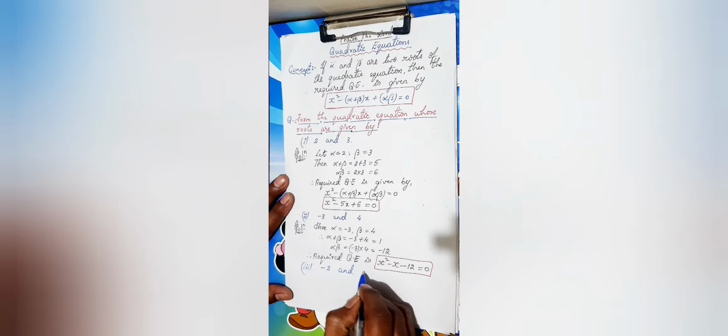So similarly you can consider another example if you want both as negative. Let me take minus 2 and minus 1. So the solution goes like this. I have alpha as minus 2 and beta as minus 1.